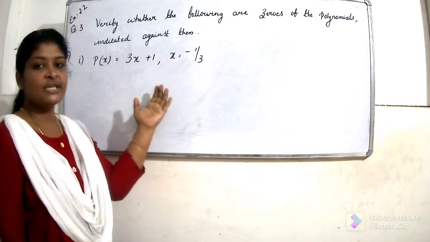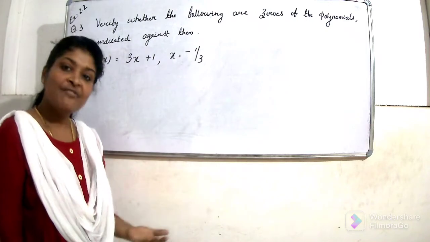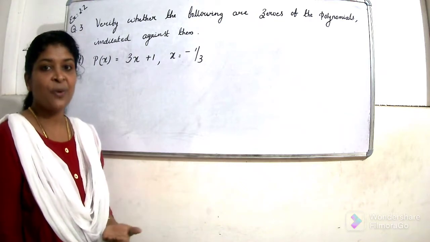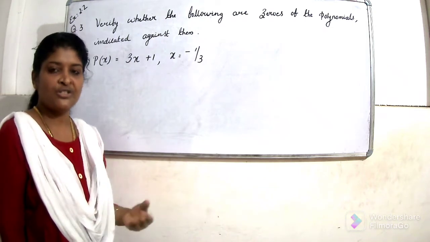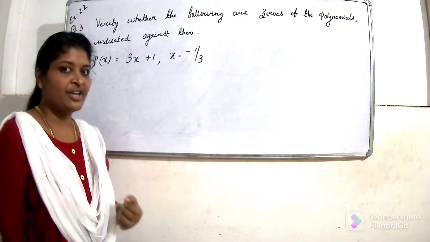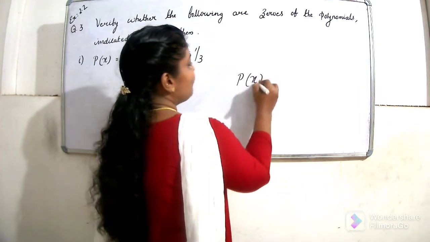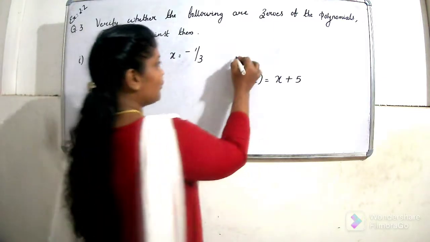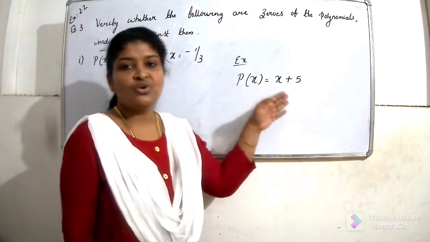Before starting this, we have to know what the zero of the polynomial is. We already studied it, so just revise or try to recall it. For recalling, I am writing one example here. Suppose p of x is equal to x plus 5. This is an example only.